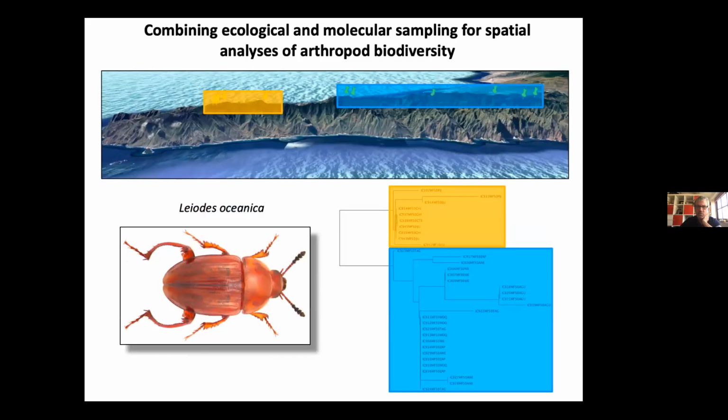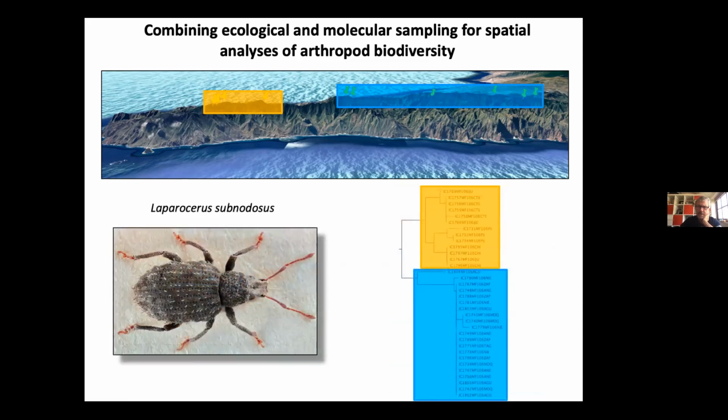recurrent across different species. So here's one species, Laodes oceanica, and you can see the mitochondrial tree to the right. Okay, and you can see I've defined an orange and a blue clade, and these two clades correspond to these two geographic areas that you can see here. Hopefully you can see my arrow moving around here. Okay, this is the pattern that was highly repeated across species.